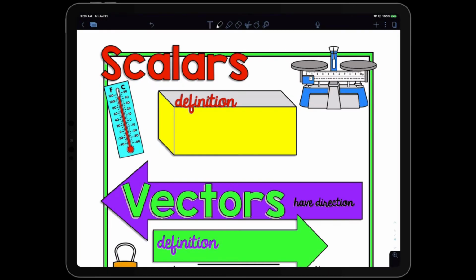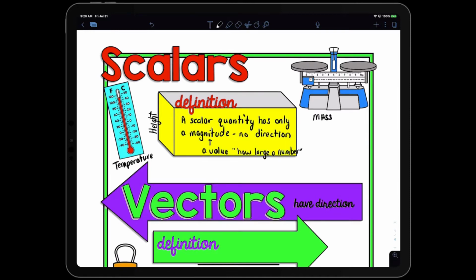Hello, students. In the last unit, the kinematics, we talked about scalars and vectors, but we didn't dive too deeply into the subject matter. What we're going to do in this unit is dive into what scalars and vectors are, and we're going to look at the mathematics involved with determining what are called resultant vectors. All right, so let's do a quick review.